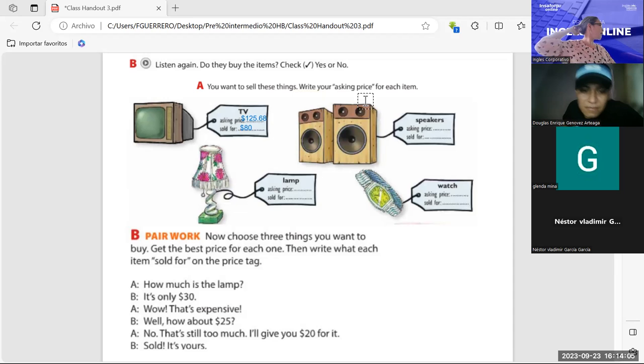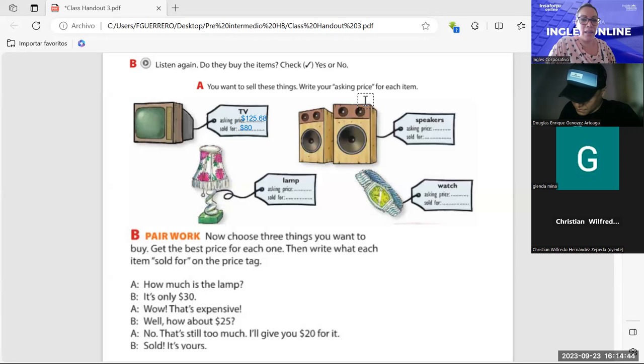Watch. Okay. How much is the watch? It's only $11.35. Okay. I'll take it. Thank you for your purchase. Gracias por su compra. Or thank you for shopping. Okay, you're very good.